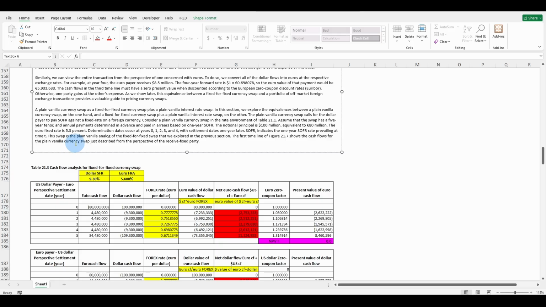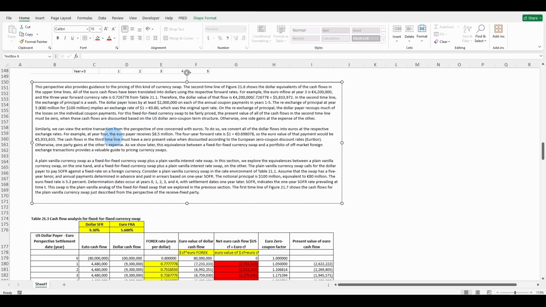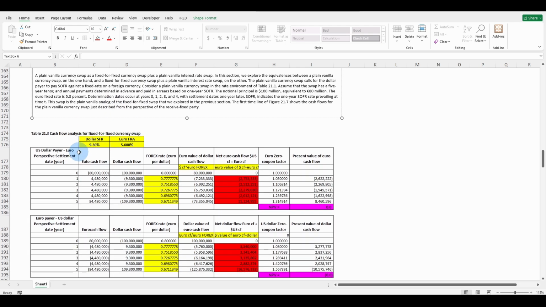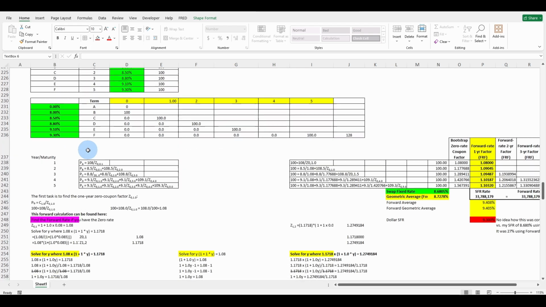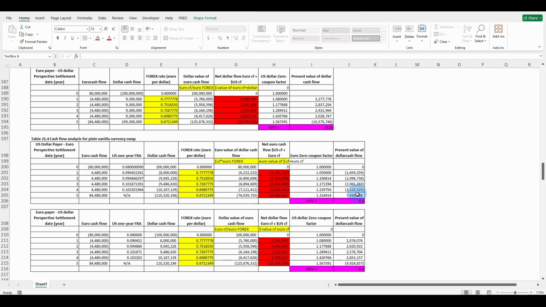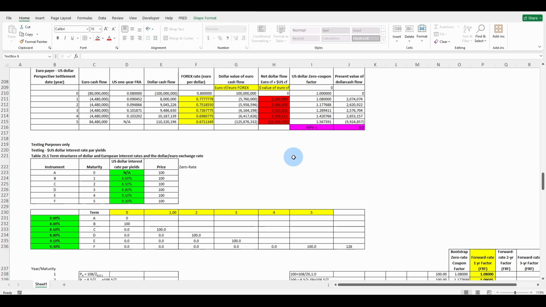The first timeline of Figure 21.7 shows the cash flows for the plain vanilla swap. You can see there are a bunch of different examples. I'm going to give you a little preview here. What we see is just repeat. What you're trying to do is determine the net present value so it equals 0. But I'll get into that in a second.